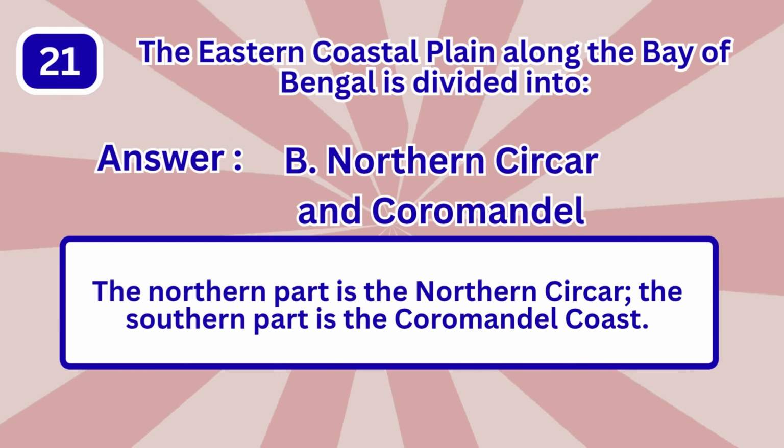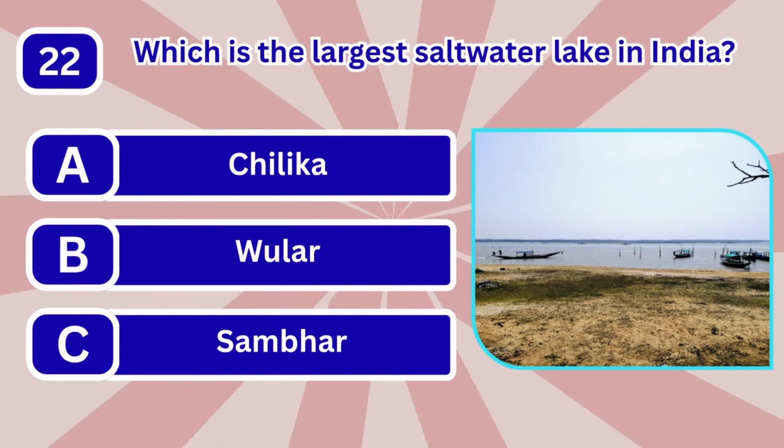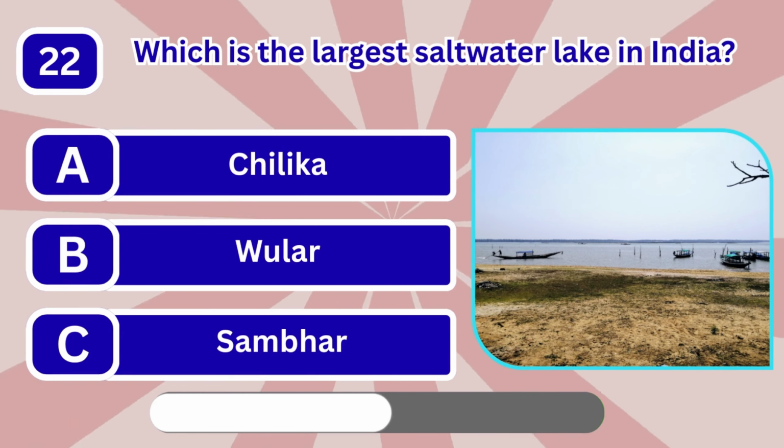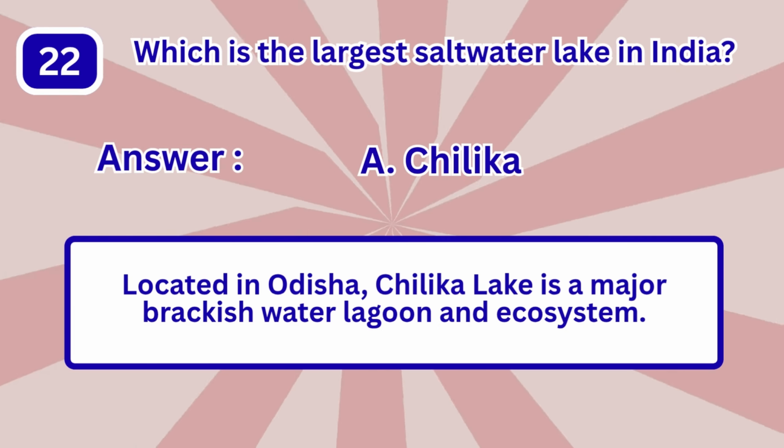B. Northern Circars and Coromandel. Which is the largest saltwater lake in India? Answer is A. Chilika.